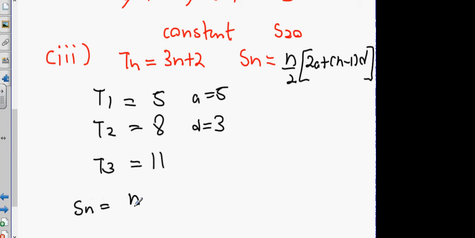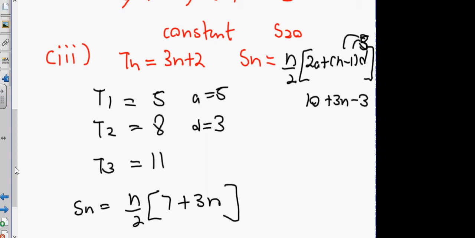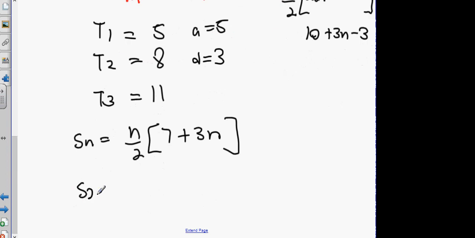S of n equals n over 2. 2 times A. 2 times A is 10. Okay? And multiply 3 by n minus 1 and you get plus 3n minus 3. Add them together. 10 minus 3, 7. 7 plus 3n. You now know what Sn is, but you need to know what S20 is going to be.